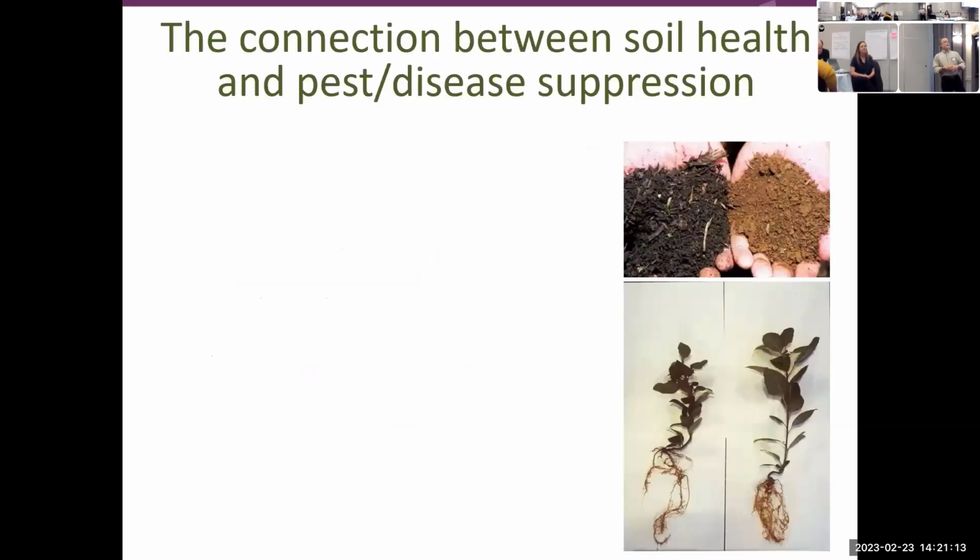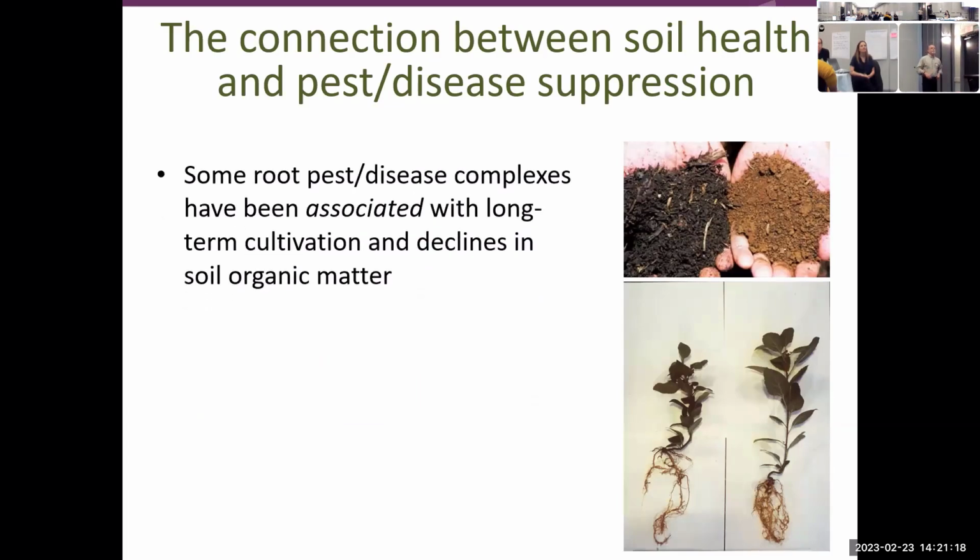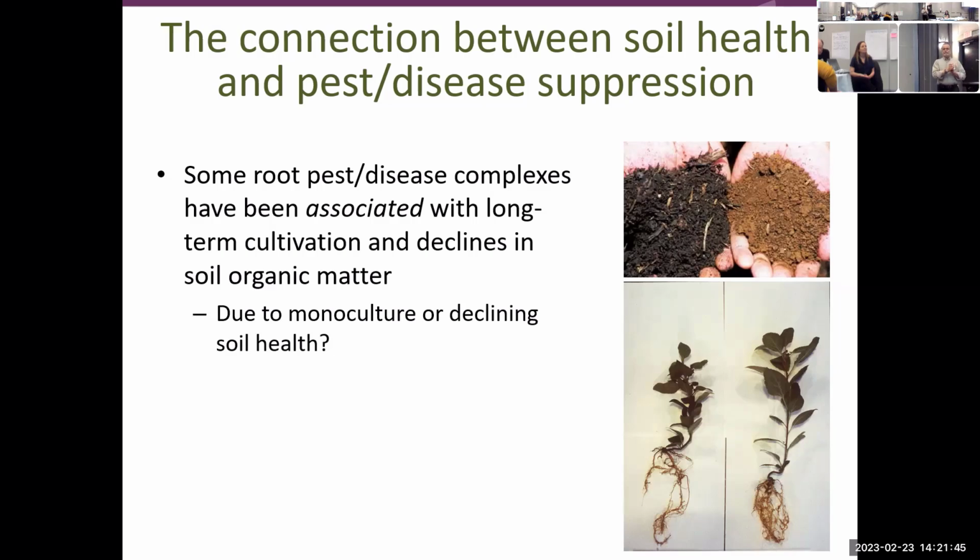So I'm going to say a few more words about the connection between soil health and pest and disease suppression. This is really an old story, as old as the history of agriculture, really. A lot of root pest and disease complexes have long been associated with long-term cultivation and declines in soil organic matter. Plant pathologists have known this for a long time for some of the major diseases of high-value horticultural crops in particular. It's not always clear if it's due to monoculturing or due to actually declining soil health, declining soil organic matter, but that association has been there for a long time.